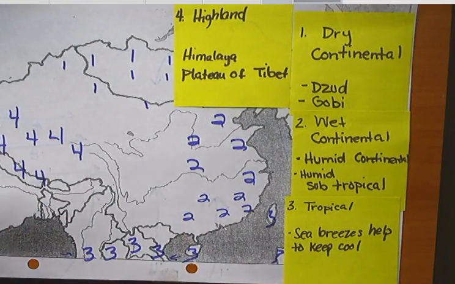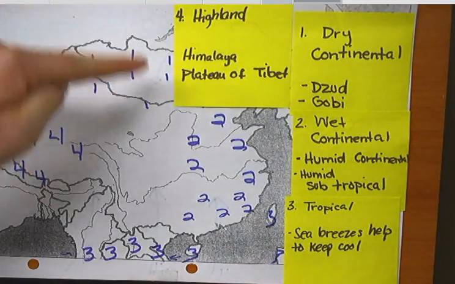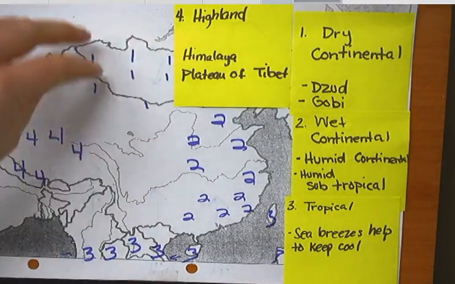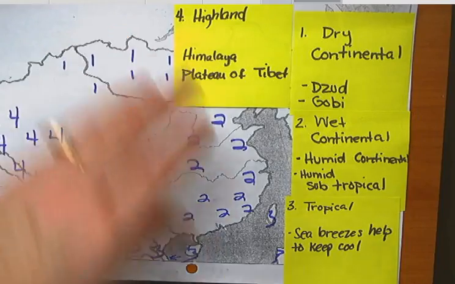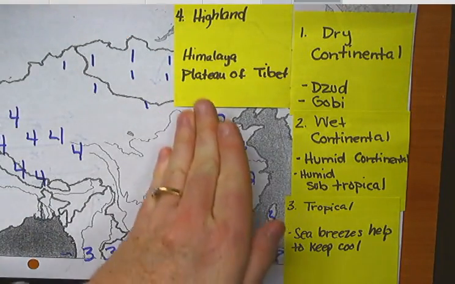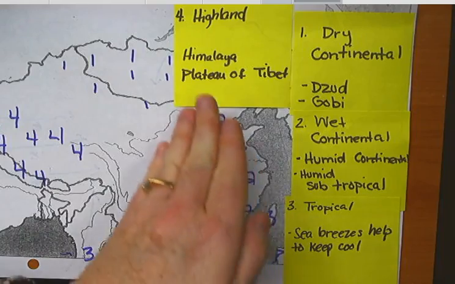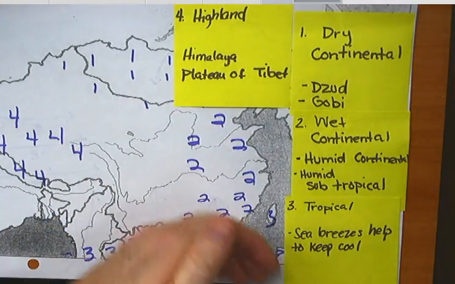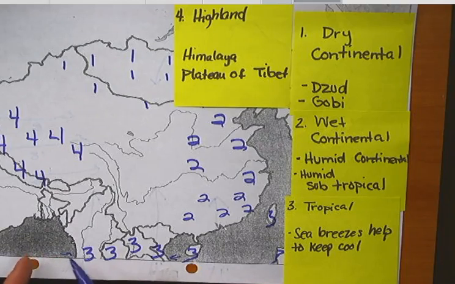And so again, in review, those cold Arctic winds that come down give this a dry continental climate, whereas the warm Pacific winds that come up in here bring moisture in the summertime, and remember they reverse in the wintertime. Here it's very tropical, it's warm year-round, but you have these sea breezes that help to keep it cool. And then the highland area over here, where the elevation affects the climate. This concludes your notes for East Asia's wind patterns and climate zones.